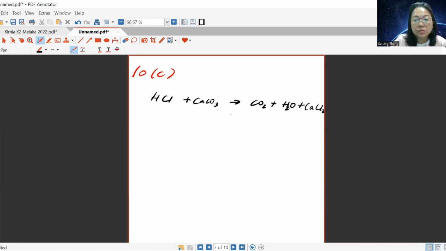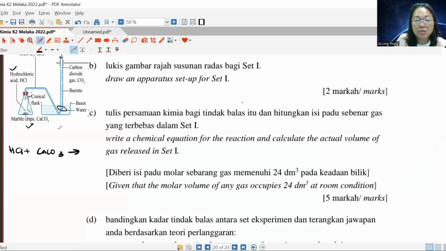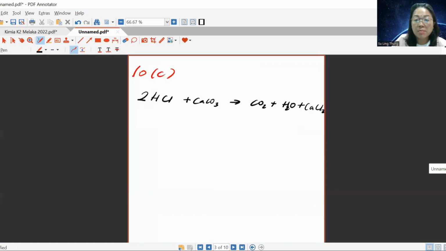Okay, so we need to do some balancing here to make sure everything is balanced. So HCl is not, so you have to add 2. So now it's all balanced. So this is your balanced chemical equation. Now you have to calculate the actual volume of gas released. Okay, so how much gas is released?